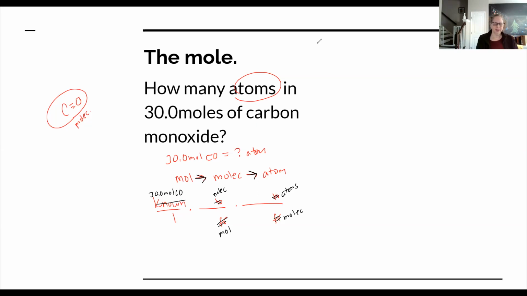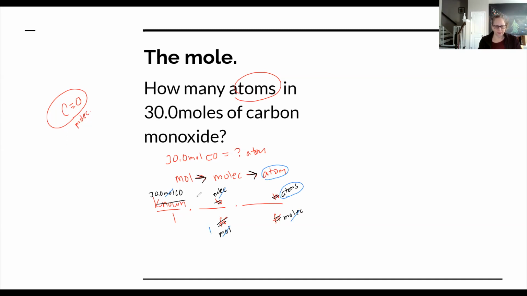If it was any other arrangement, the moles wouldn't cancel and the molecules wouldn't cancel. So you'd end up with molecules squared or moles squared or something like this. But here, by doing that unit conversion, we end up with atoms. So we can go, okay, we're on the right track.